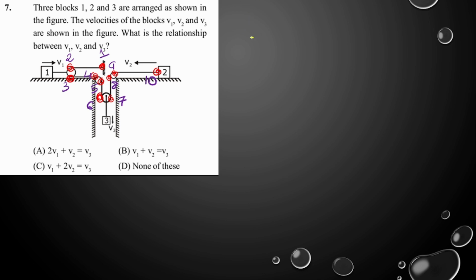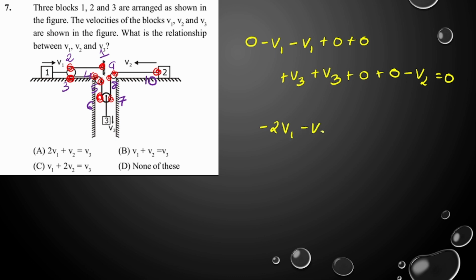So point number 1, 0. Point number 2, decreasing the length, so that is minus V1. Point number 3, decreasing the length, minus V1. Point number 4, 0. Point number 5, 0. Point number 6, increasing the length, means plus V3. Point number 7, increasing the length, plus V3. Point number 8, 0. Point number 9, 0. Point number 10, decreasing the length, minus V2 equals to 0. So here we have minus 2V1 minus V2 plus 2V3 equals to 0.